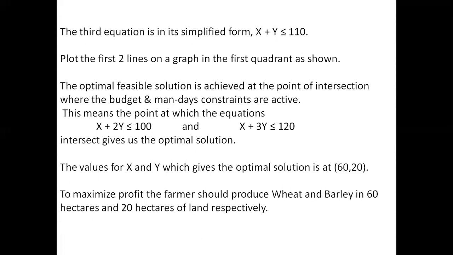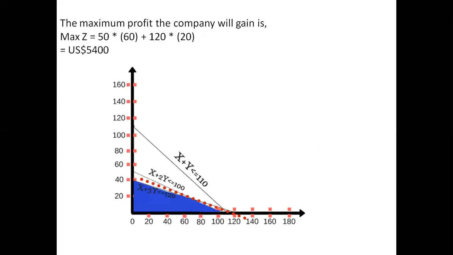So as the point of intersection, we see the values of x, y, which give 60 comma 20. So the maximum profit that can be attained is 50 into 60 plus 120 into 20. Here x is equal to 60 and y is equal to 20. So the maximum profit is $5,400.